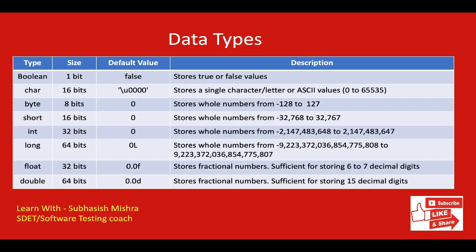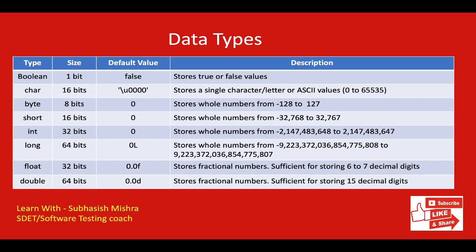Double data type. The double data type is a double precision 64-bit IEEE 754 floating point. Its value range is unlimited. The double data type is generally used for decimal values just like float. The default value is 0.0d for double data type. Let's see all these things in the example, how we are going to use it.